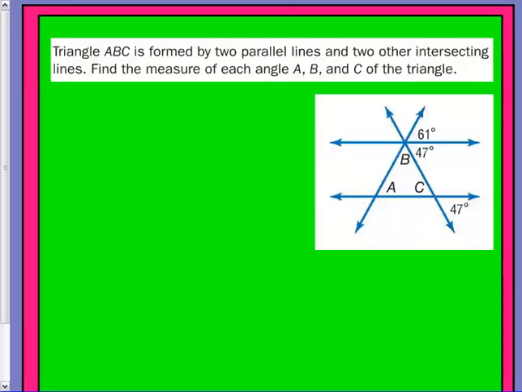Okay, go ahead and try this one and see if you can do it. Okay, this is a little bit more of a challenge, but I think you can handle it. All right, go ahead and try this one. Pause the video. I'll be back in just a second to show you the answer. Okay, here we go with the answer.